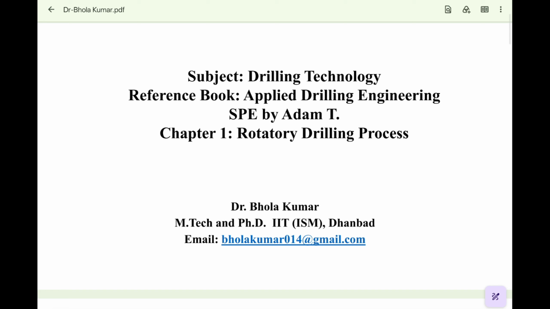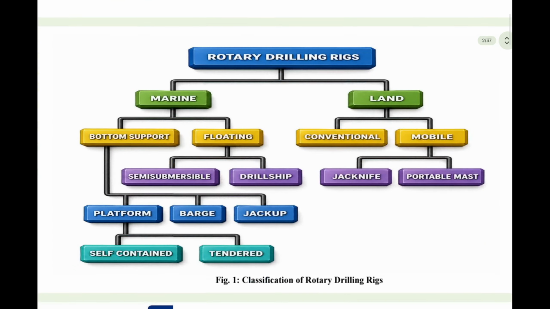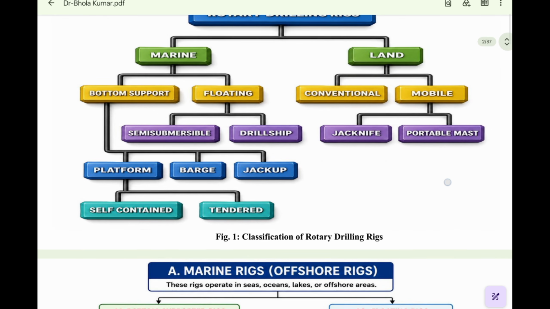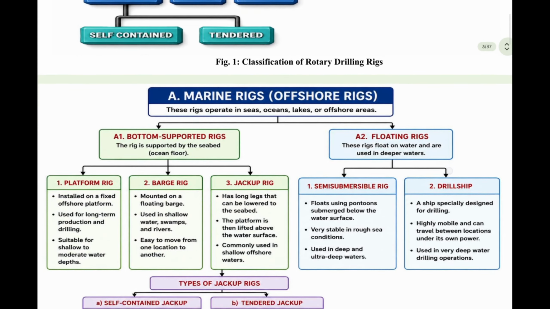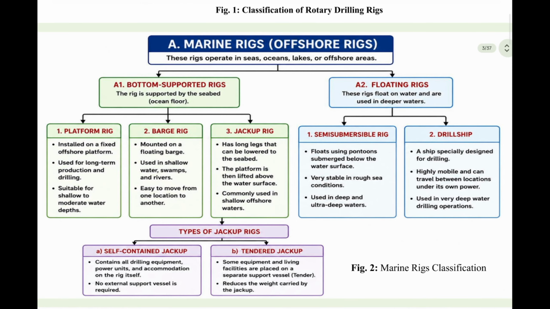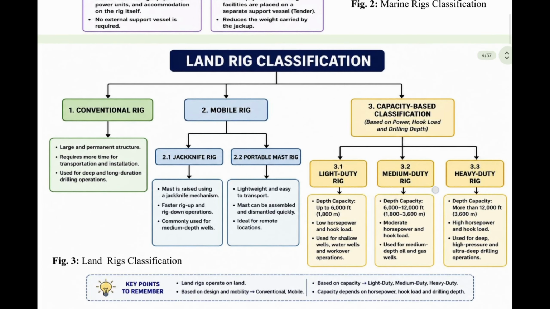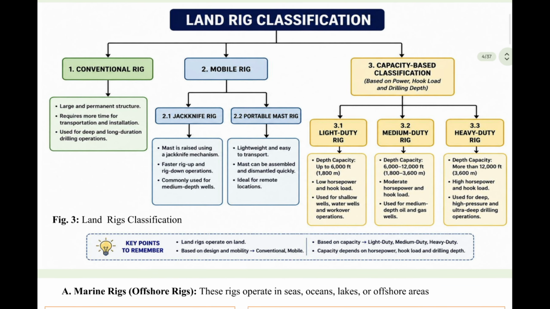Now in the previous class we talked about basic fundamental things like the classification of rigs, what the types of rigs are, and where each type is used. We classified marine rigs into two types, bottom supported and floated rigs, and their uses. We also classified land rigs into conventional and mobile, with further classification. We have already discussed this, right?